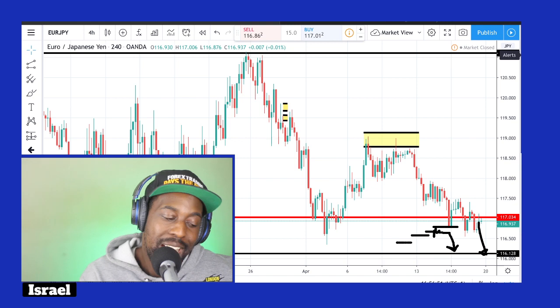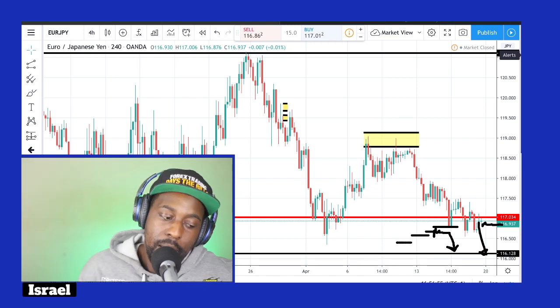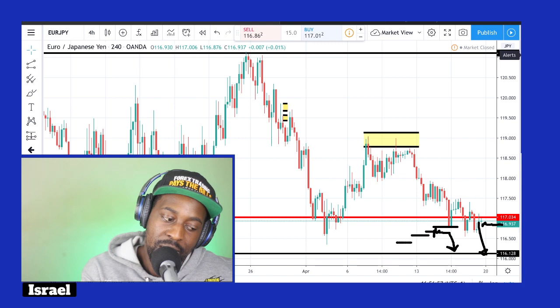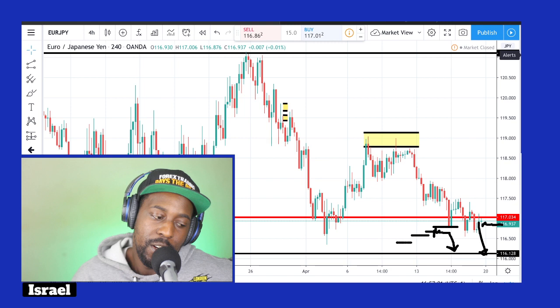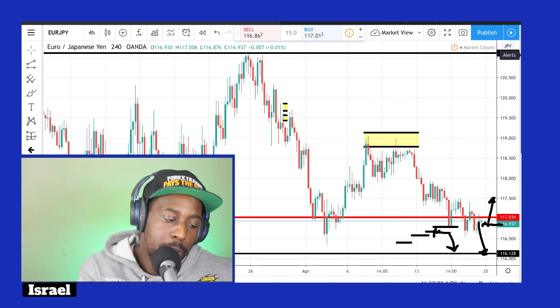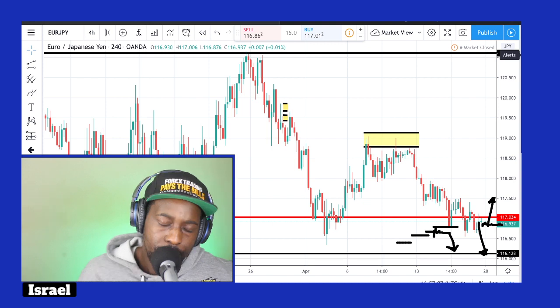If price doesn't want to do that, if price starts sending me signals that it's moving sideways, then I likely won't be looking to trade it. If price does what's most likely and starts moving up, then I'll be looking for long positions.